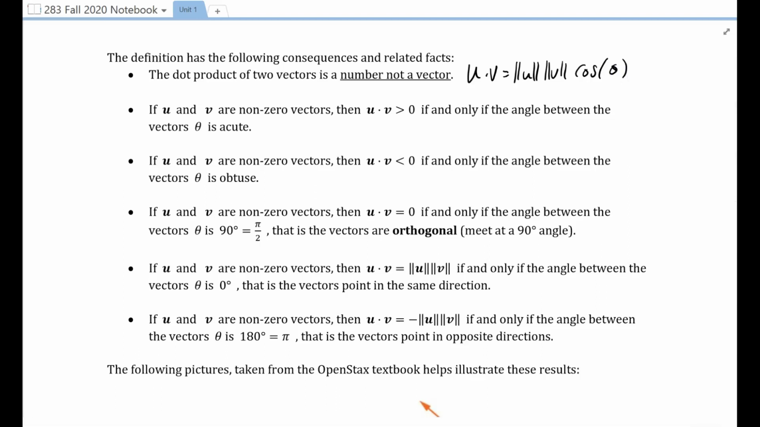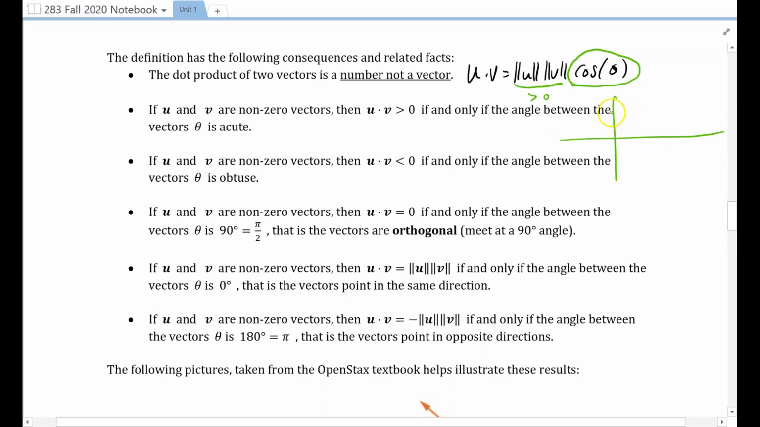Now, in terms of the algebraic signs, the length of U times the length of V, both of those are going to be positive. So the algebraic sign of the dot product is going to be completely determined by the cosine of the angle in between. If you think about your graph of the cosine function, cosine starts at 1, drops down to 0 at pi over 2, so it's positive in the first quadrant, and then drops down to negative 1 when we reach pi. So it's starting at 1, drops to 0 at pi over 2, and then goes to negative 1 when theta is equal to pi.